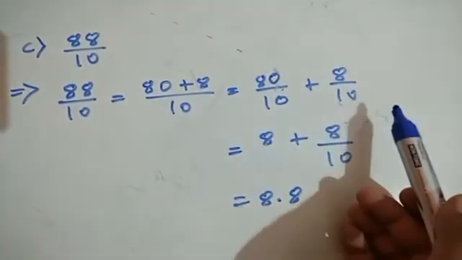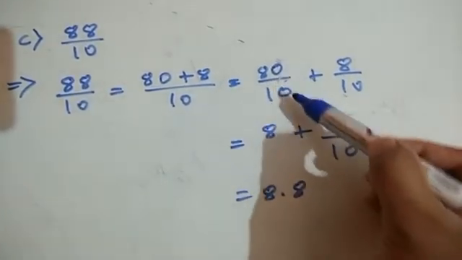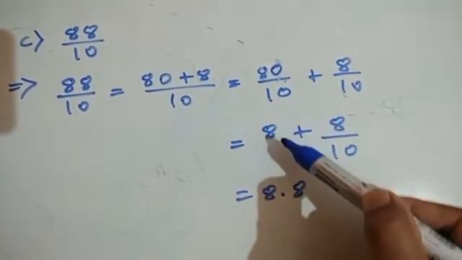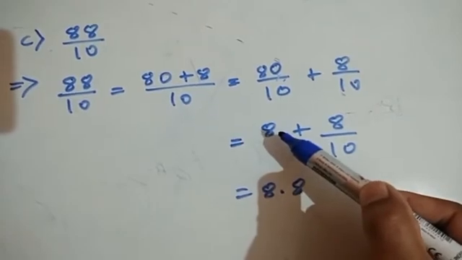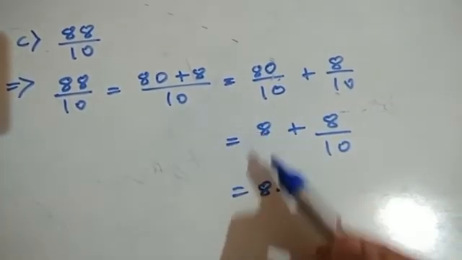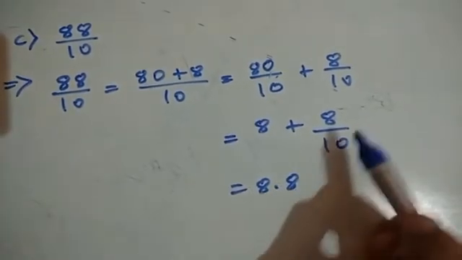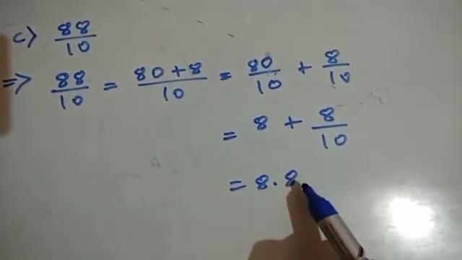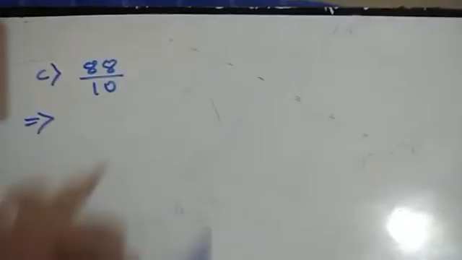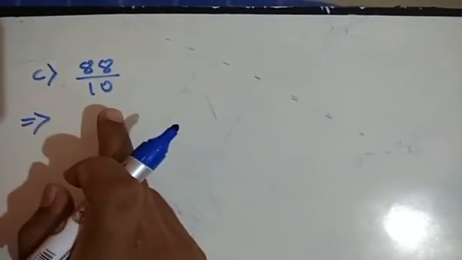That much only. Now here this 80/10 means what? 8. Because 80 divided by 10 is what? 8. 10 times 8 is 80. And this 8/10 as it is. Now see how many ones we have here? 8 ones we have. Point. How many tenths we have? 8 tenths. Therefore what will be the answer? 8.8.